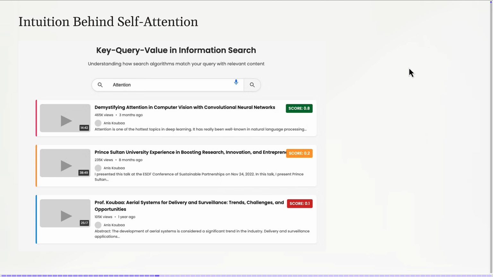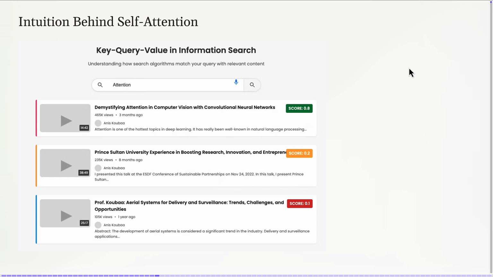So we will find the results based on their keys, okay? And this is what we call here a key. We will find through this query what are the keys that match, that have the most relevance to this query. And finally, we will have a relevance score. For example, here, "Demystifying attention in computer vision convolution neural network." Okay, there is attention here though, so this looks like high relevance. Now, this is another one, smaller relevance. This is completely different, very small relevance. So this is how the information retrieval works.